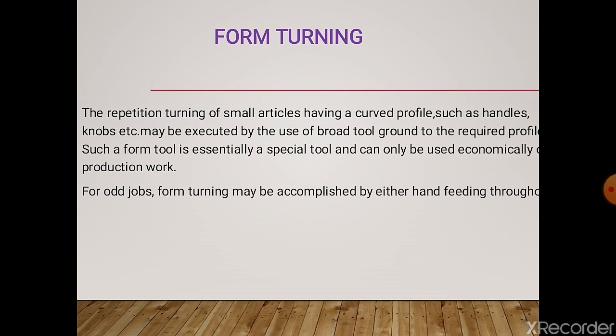Form turning. The repetition turning of small articles having a curved profile, such as handles, knobs, etc., may be executed by the use of a broad tool ground to the required profile. Such a form tool is essentially a special tool and can be used economically for production work. For odd jobs, form turning may be accomplished by hand feeding throughout.